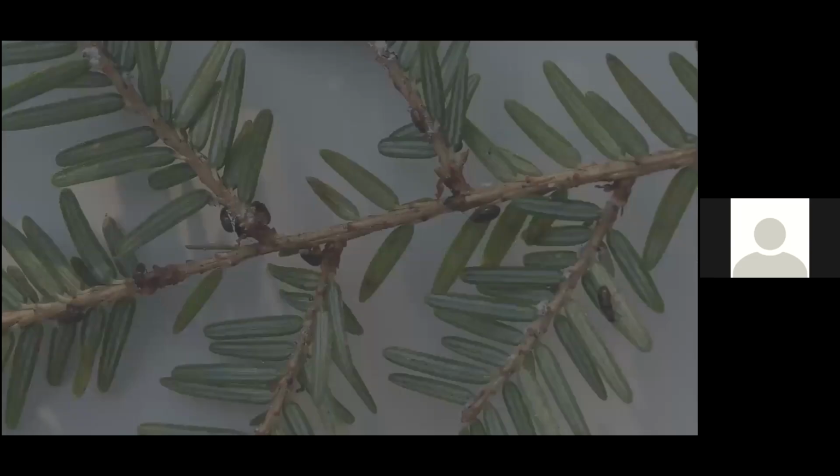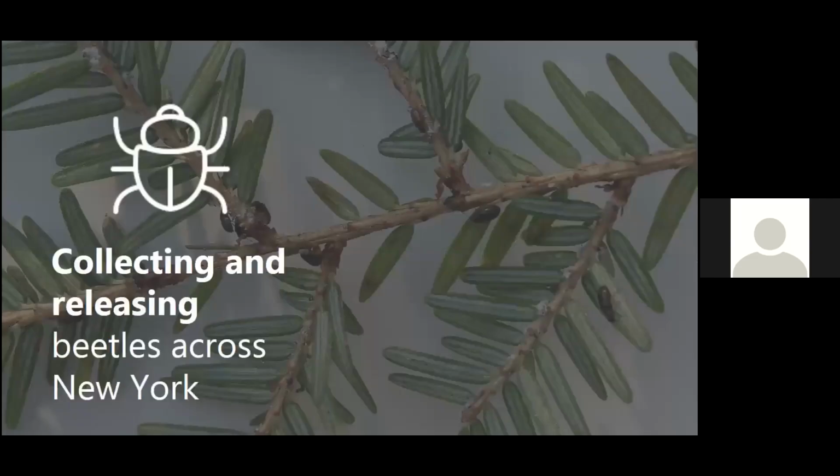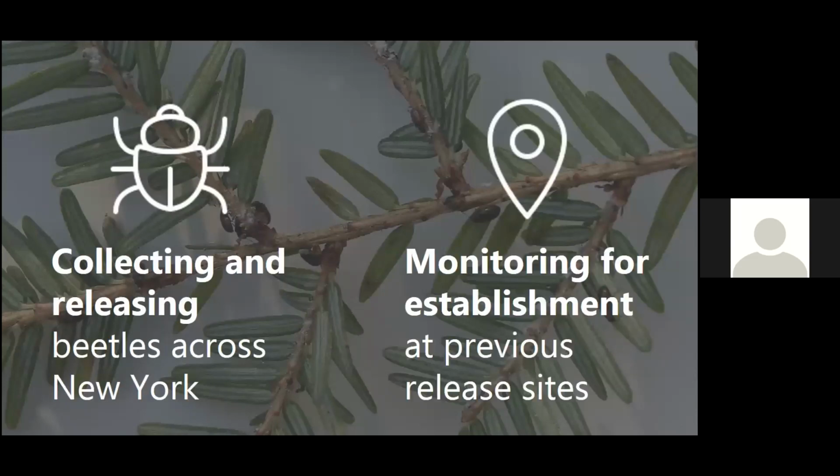The major things that we're working on with Laricobius beetles are collecting and releasing them across New York. So beetle prepupae and pupae are collected from the native range in the Pacific Northwest. Once they emerge, we release them here in New York. And we're also monitoring for beetle establishment at previous release sites. This is really important for making sure we know where we are having biocontrol success. But also we just want to know if it's working in general, if those populations are able to reproduce.